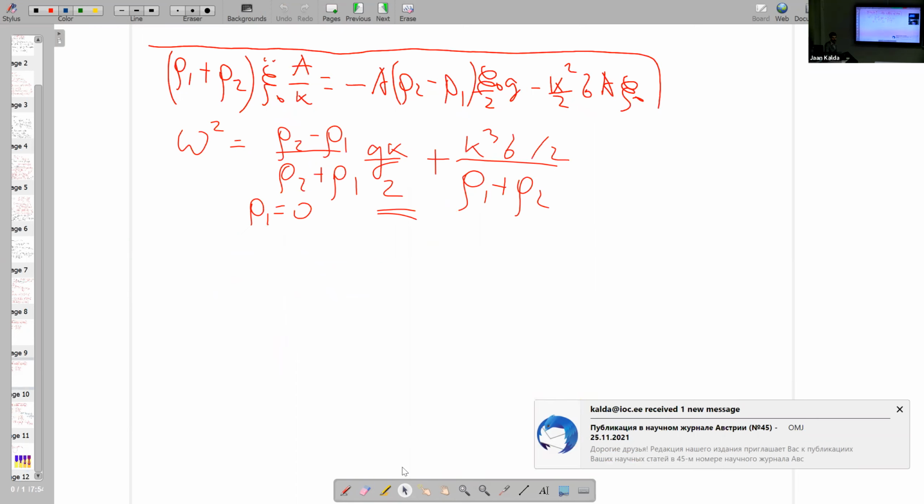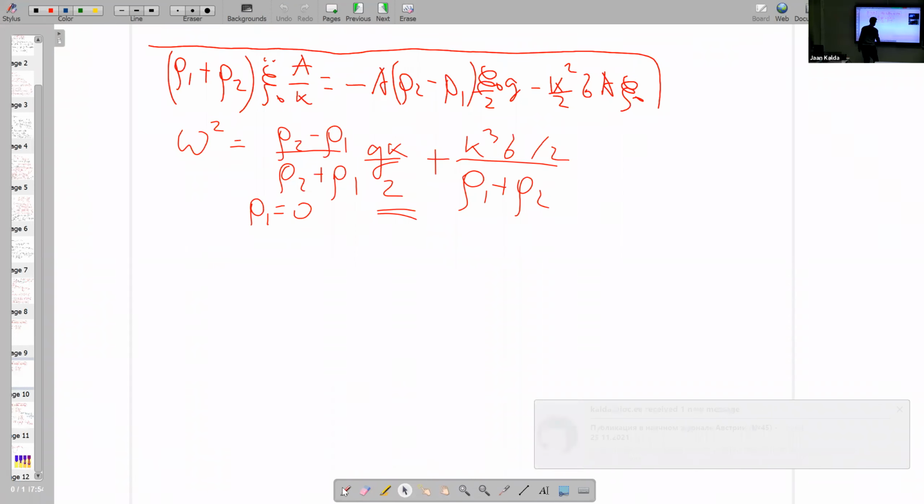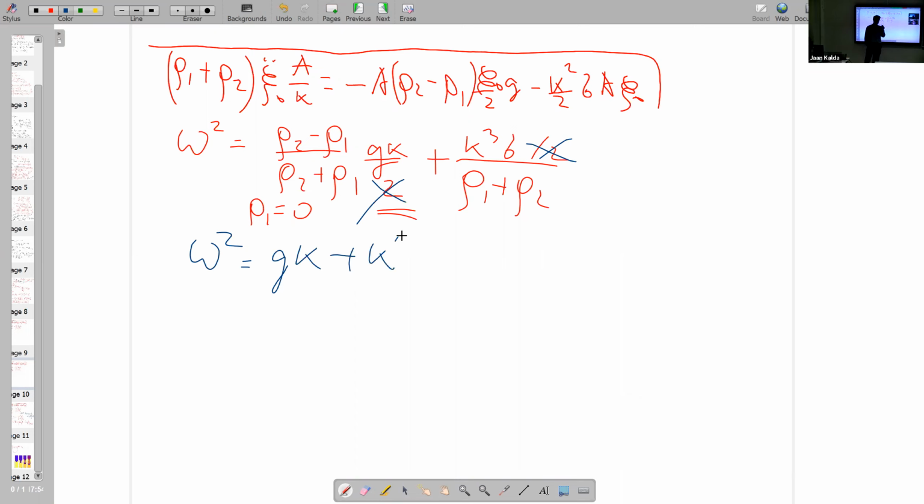And as I said, let us put ρ1 equal to 0. So we shouldn't have this term here. We shouldn't have this thing here, and then it is correct. And if we put now ρ1 equal to 0, then we have omega squared equals, now ρ1 is 0, ρ2 is just rho, rho divided by rho is 1, we have g times k plus k cubed sigma divided by rho. And if we have no surface tension, it's just gk.